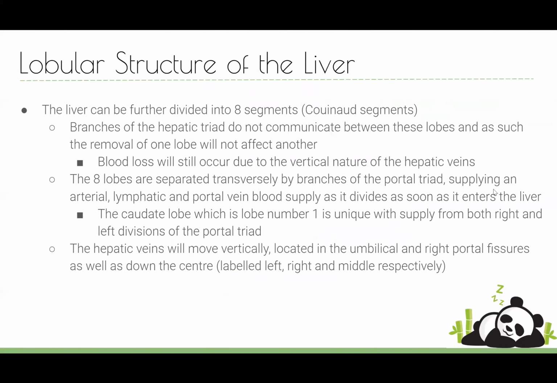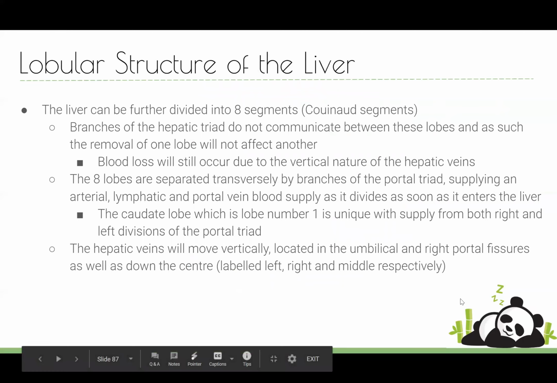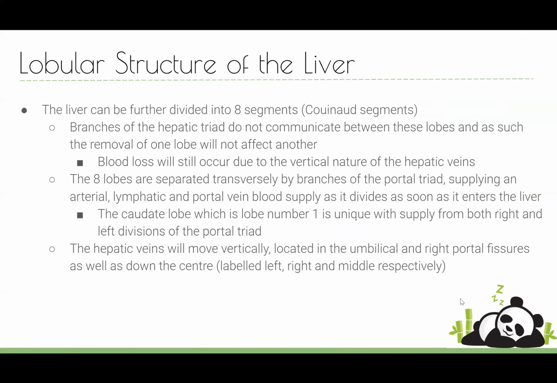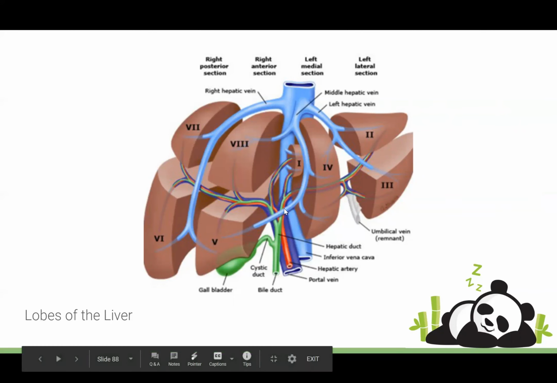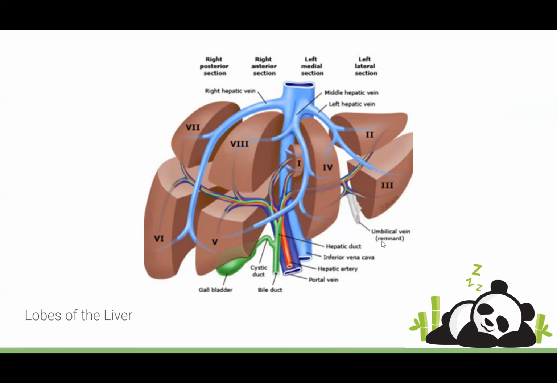The caudate lobe is unique, and it's number 1, so the first lobe, I guess, as it has supply from both the right and left divisions of the portal triad. As you can see here, as it divides, normally it only has 1, but it has both. So it's 1 here. It's only useful really for questions. The umbilical vein, or the remnant of it, will divide in this area here in the left portal fissure.